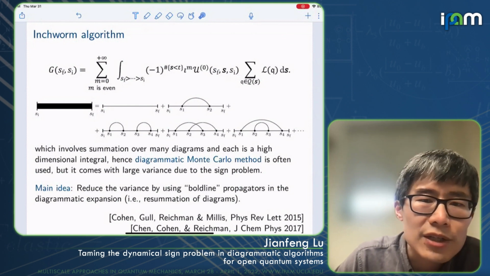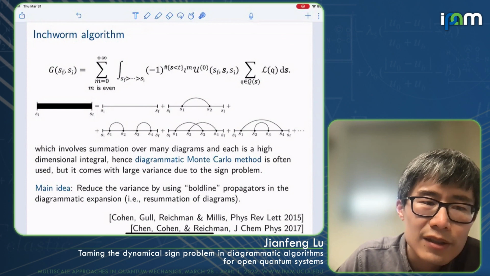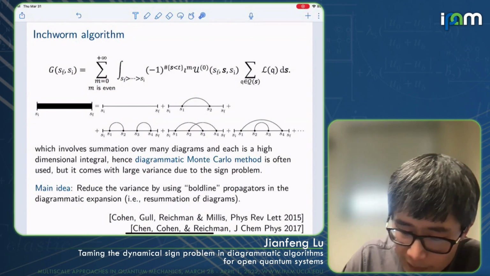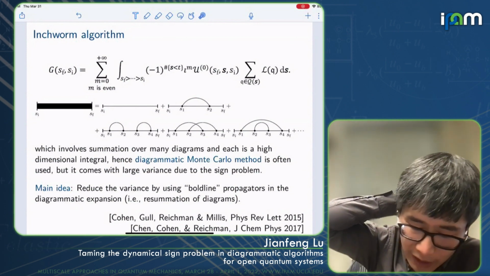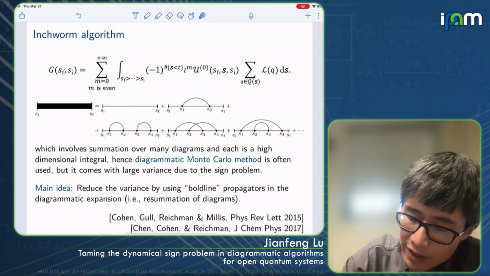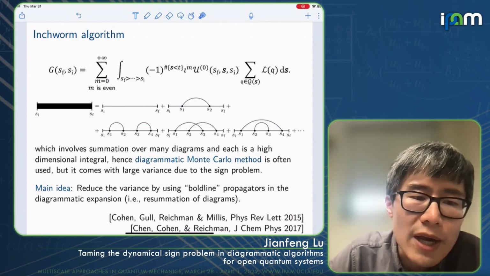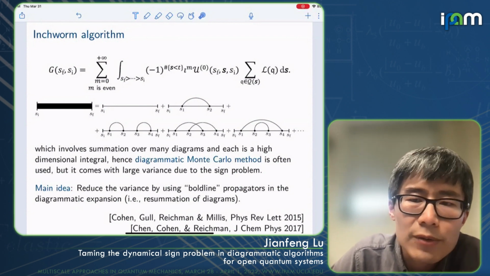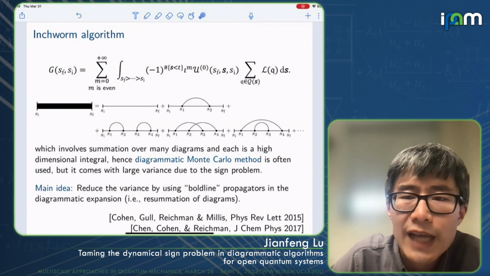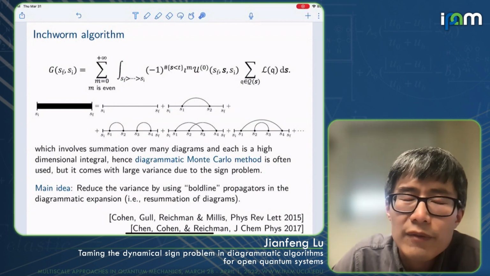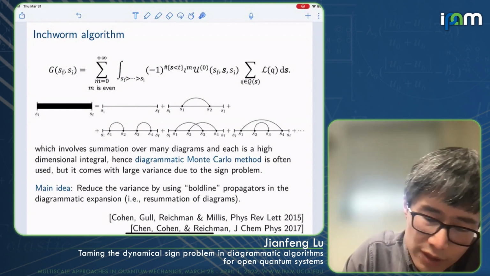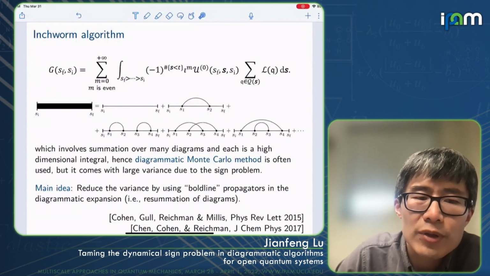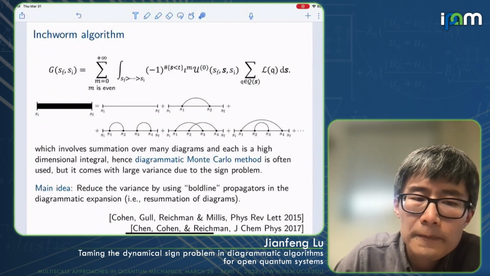Now the main idea behind the algorithm that was proposed by Andy Millis and David Reichman and his collaborators, Emmanuel Gao, in fact like 10 years ago, is essentially trying to reduce the variance. Of course, they present this in a physical language, in the sense of trying to do the resummation of diagrams, or in the words of this Luttinger-Ward kind of thing, trying to use the bold diagrams on the right-hand side to do resummation and to reduce the variance.